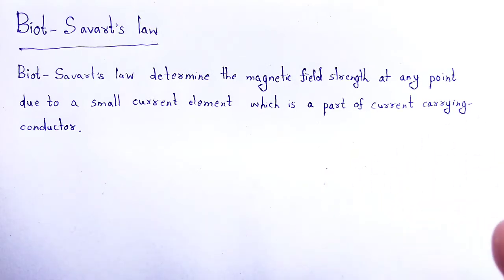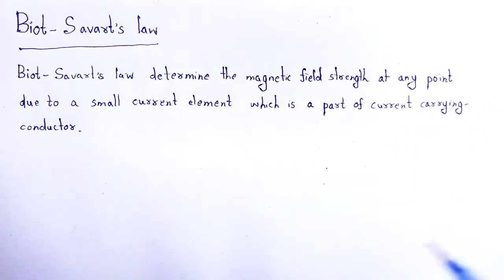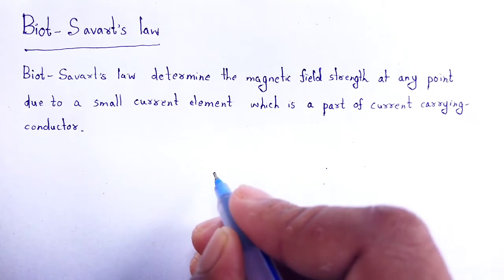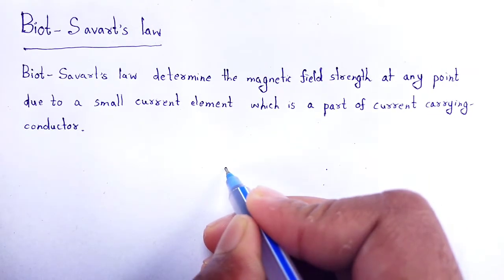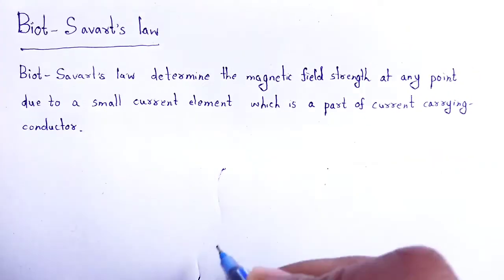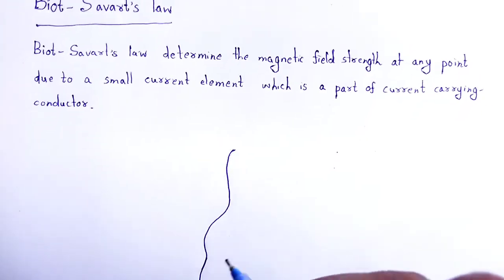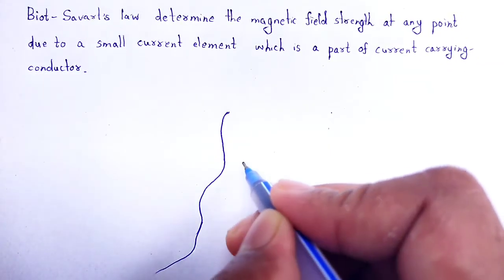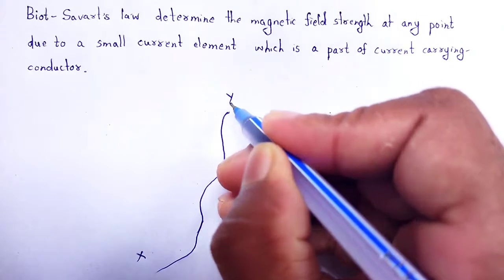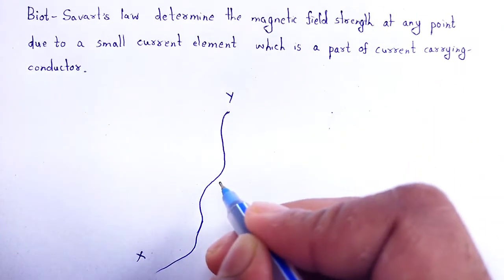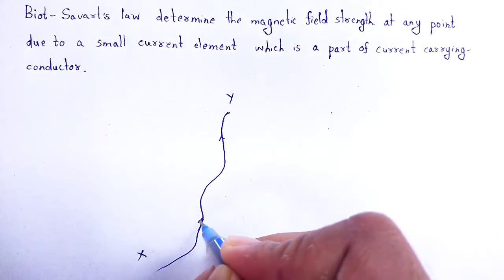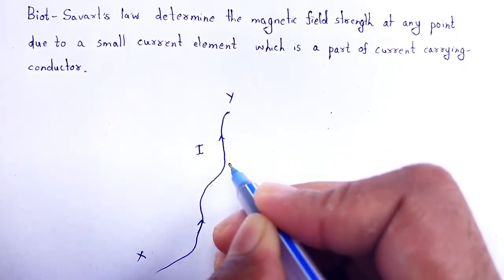And if we consider a point inside that magnetic field, the magnetic field strength at that point can be calculated by using BIOT-SAVART'S law. Let us consider a thin conducting wire XY along which current I is passing.